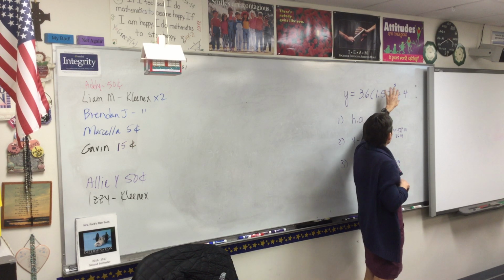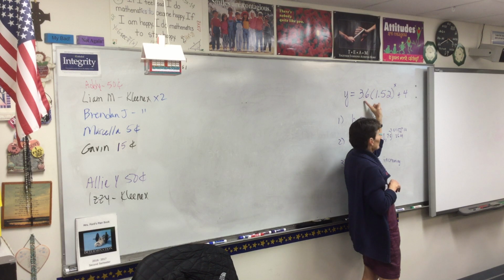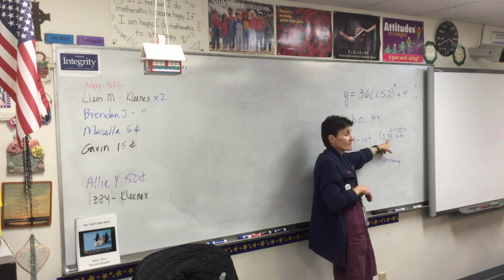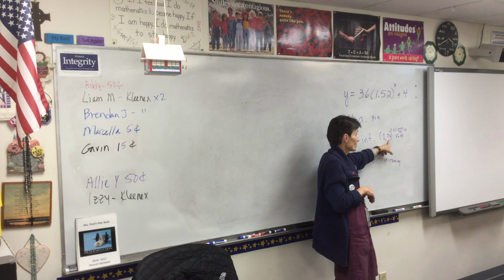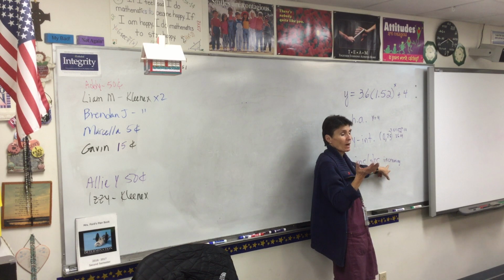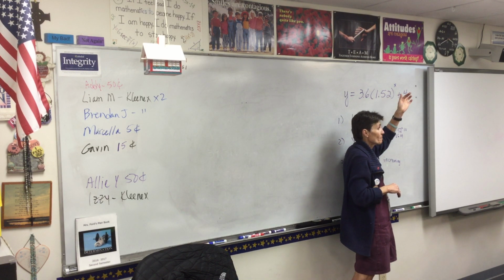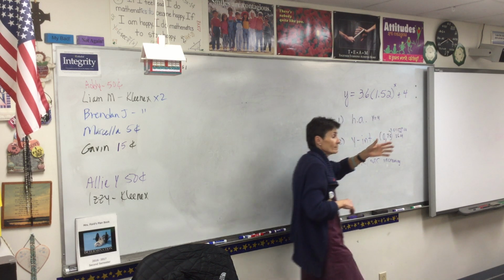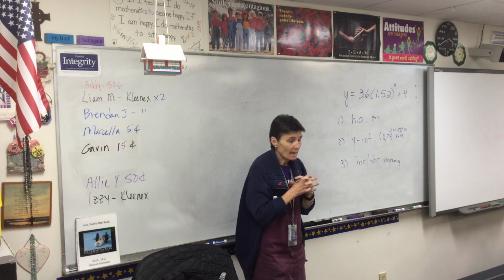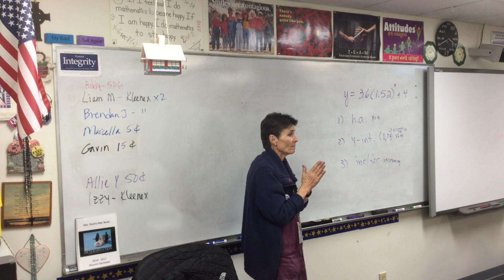So he put 0 in. This to the 0 is 1 times 3.6 plus 4. That's how he got 7.6. That's your y-intercept. He says it's increasing, and he's right, because the number with the exponent is bigger than 1. Right? Okay.